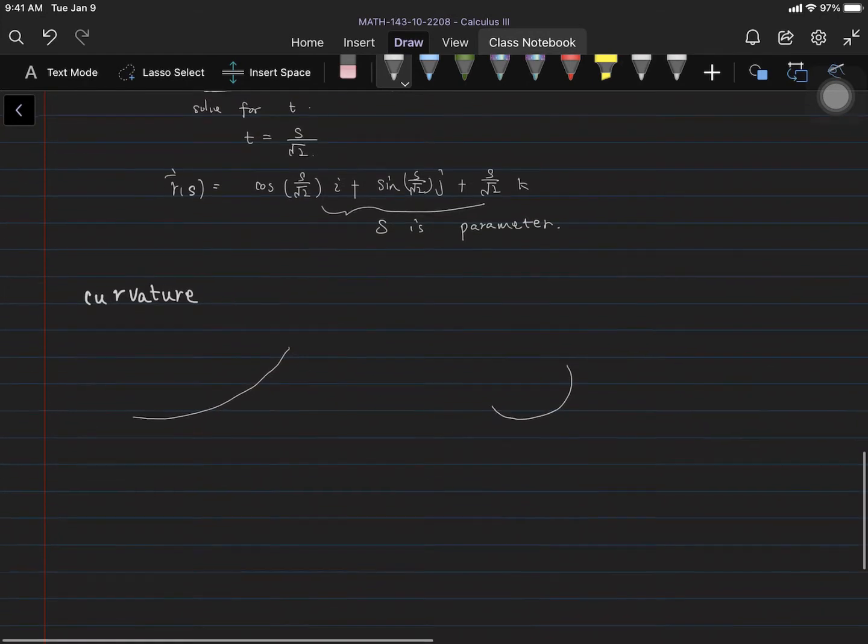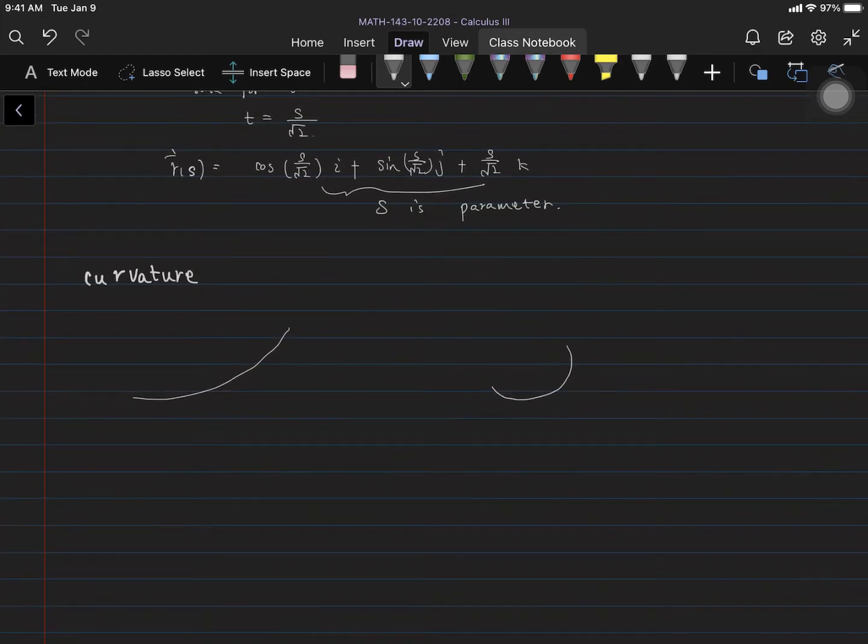Actually, you can see those two curves turn differently: the first one turns slowly and the second one turns quickly. It's like when we drive on the road. Sometimes we have a big turn, sometimes we turn a small angle, right? So what is curvature? Here I'm going to give you the definition.